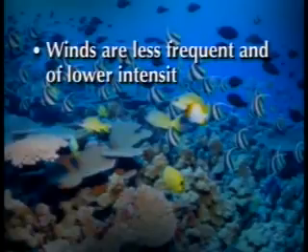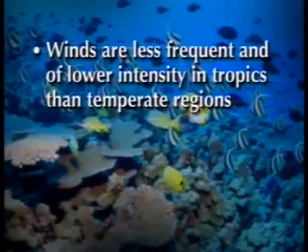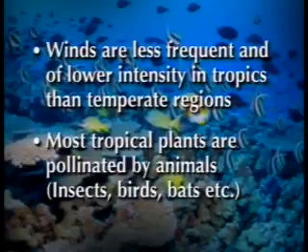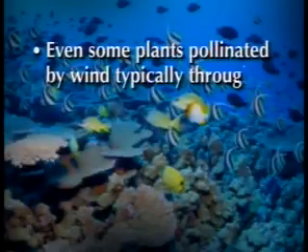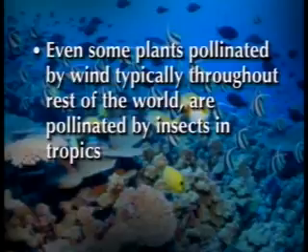Again, a very interesting hypothesis. In tropics, you must be knowing that winds are less frequent and of lower intensity than in temperate regions or other areas. Thus, most tropical plants are not pollinated by wind, but by animals, including insects, birds, bats, etc. And even some plant species which are pollinated by wind, typically throughout the rest of the world, are pollinated in tropics by insect species or some other animal species.